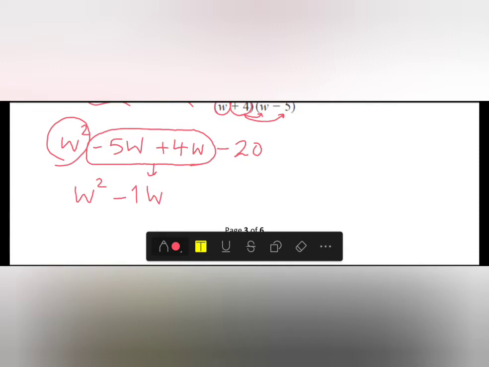Now, the coefficient of the W is 1. Most likely we don't write it. We don't write it in most questions, but it's okay if you wrote it. And then we have negative 20. We write it as it is. And this is how you answer a question like this. Now, let's move on to the next question.